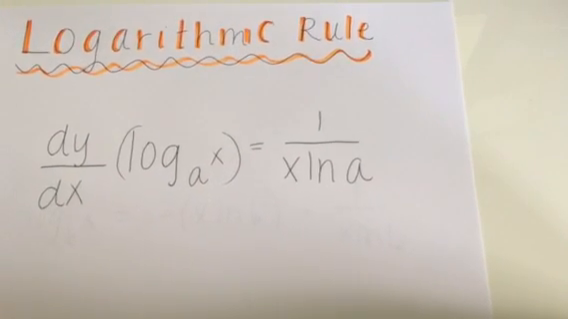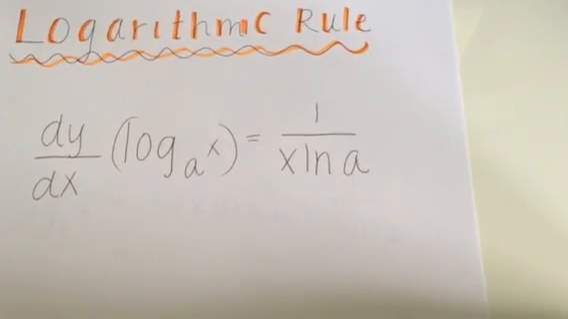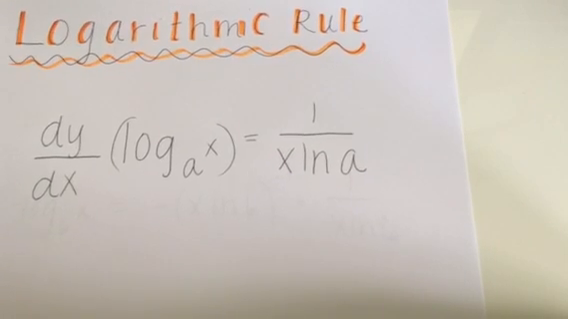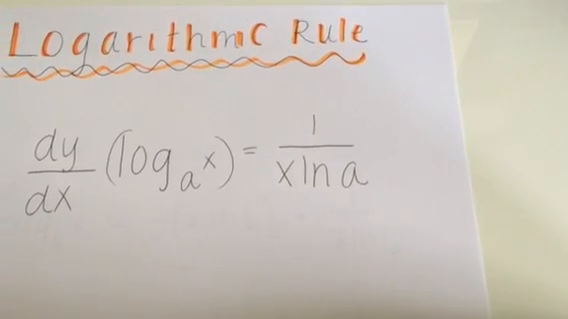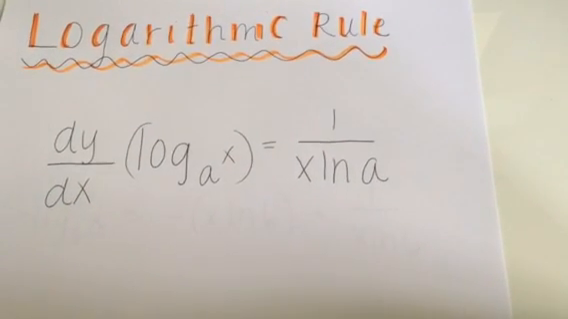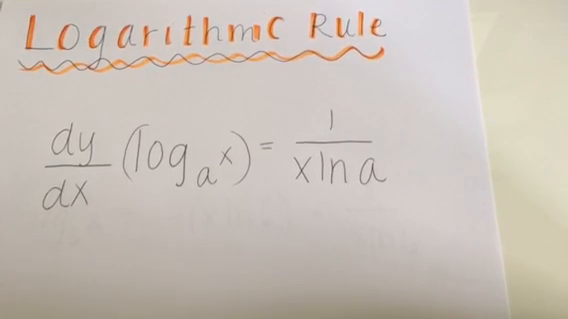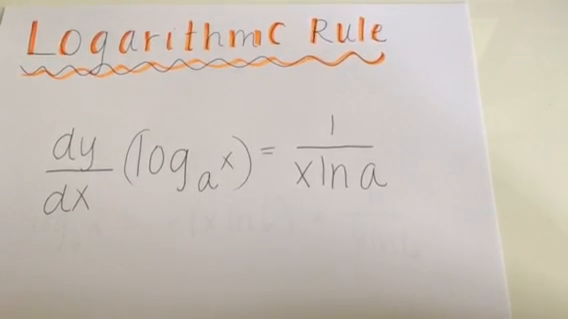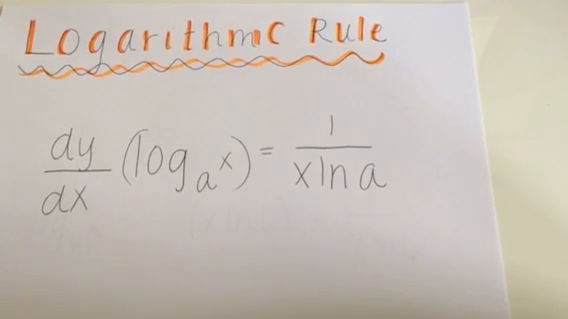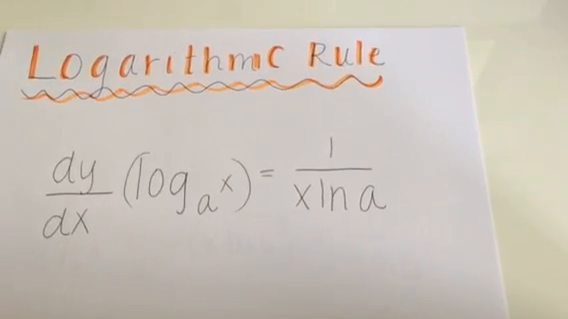Finally, we are going to learn our last rule, which is the logarithmic rule, which is very similar to the exponential one. The logarithmic rule states that the derivative of a logarithmic function, such as log base a of x, is 1 over x ln a. Okay, so here are a few practice problems.